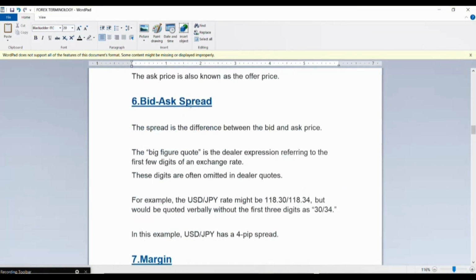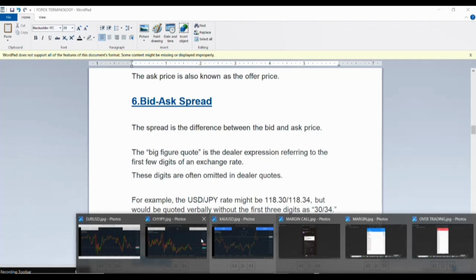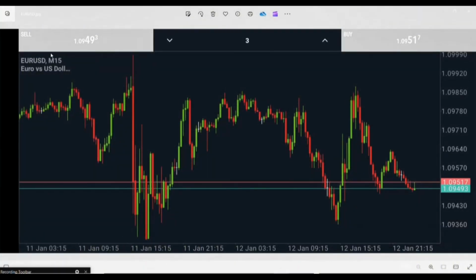Now, the difference between the bid and the ask is the spread. Let me show you. Let's take, for example, Euro USD. The bid price here, the price at which you are willing to sell Euro USD, is 1.0949. The price at which you are willing to buy Euro USD, which is the ask price, is 1.0951. If you subtract 49 from 51, you are going to have 2. So the difference between these two prices is the spread.